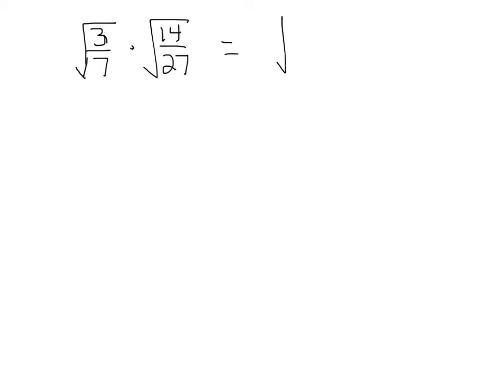Now, talking about dividing. If I have a problem that says root 3/7 times root 14/27, those don't have any common factors, so we can't simplify up front. This is really equal to the same thing as 3 times 14 over root 7 times 27 down here. So we're going to cancel.